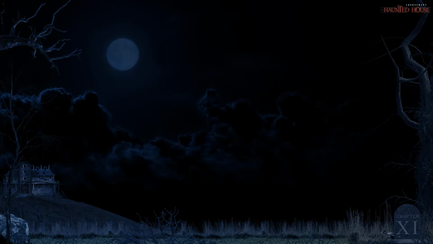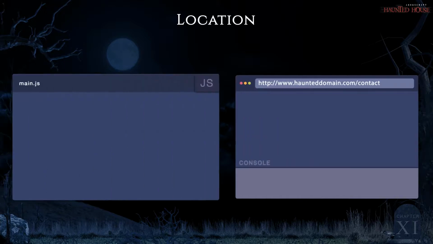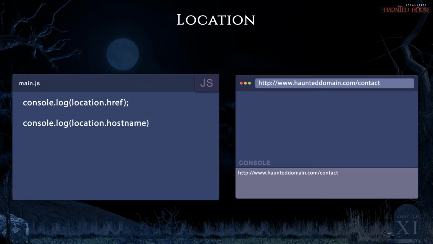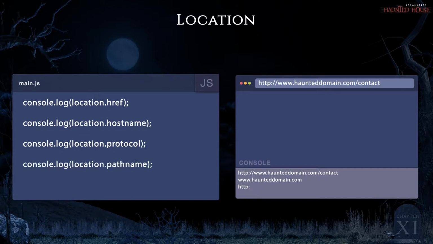With the location object, we have access to the current address, the domain, and some other information about the page, as well as redirect the user to another page. As an example, we can type location.href to return the entire page address. We can access hostname, which will return just the domain. Protocol, which will return which protocol is being used on the page. And finally, pathname, which will return the path after the domain.